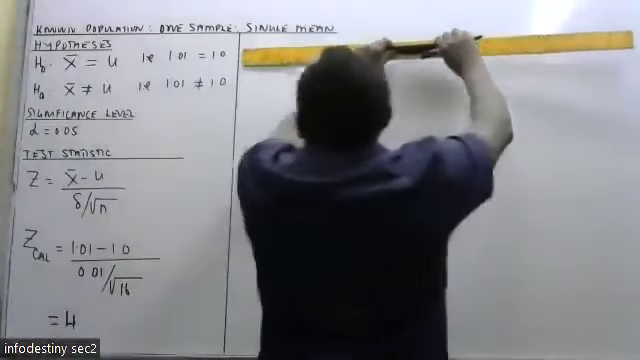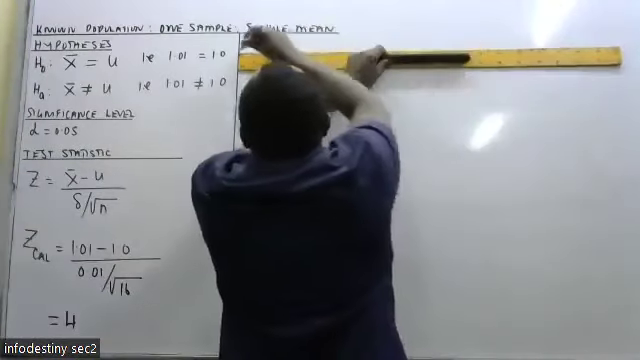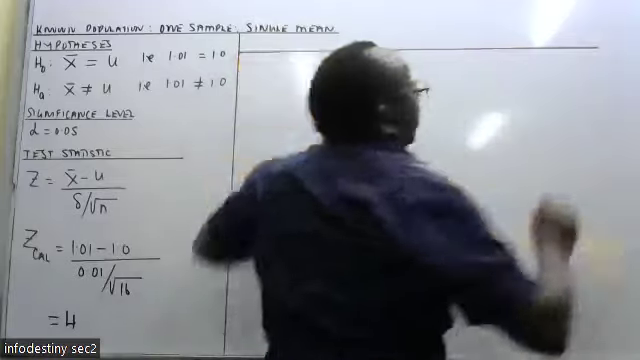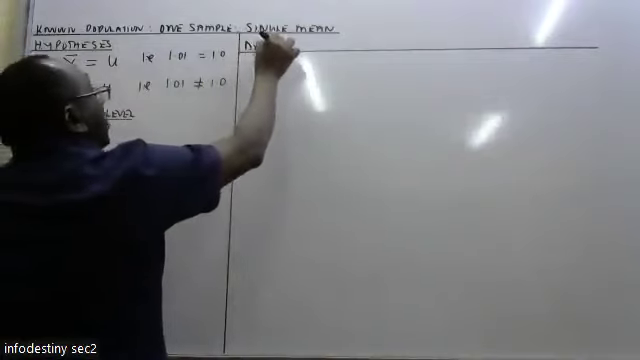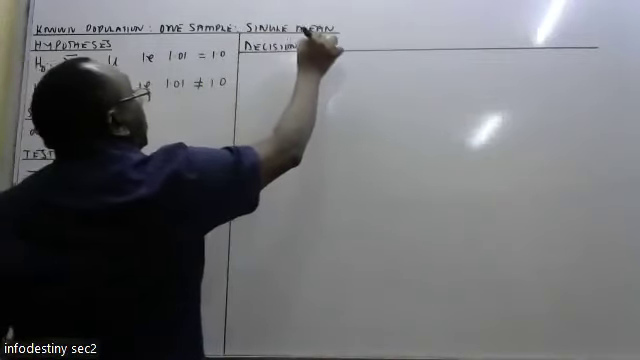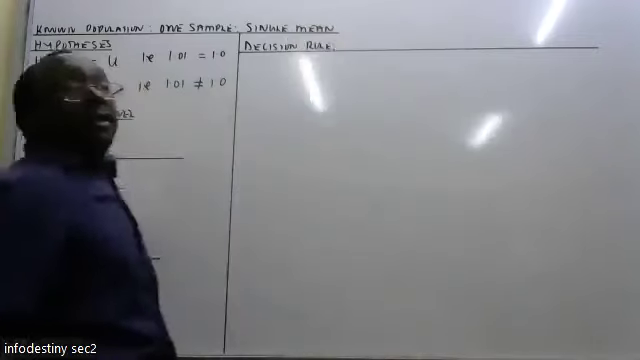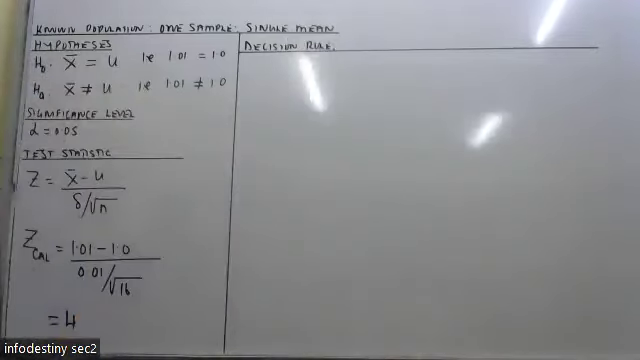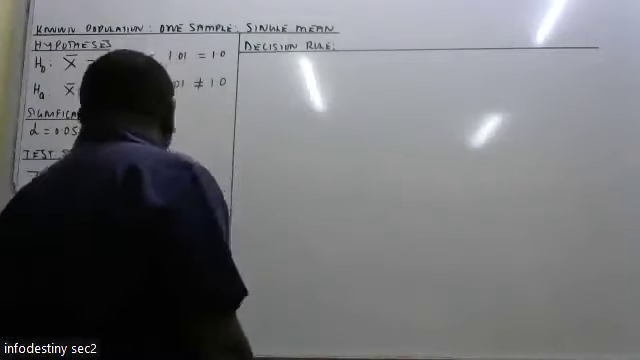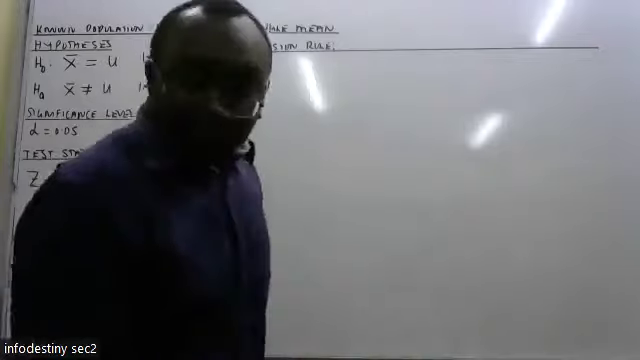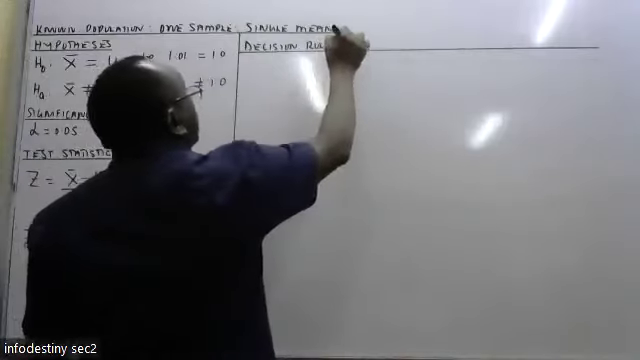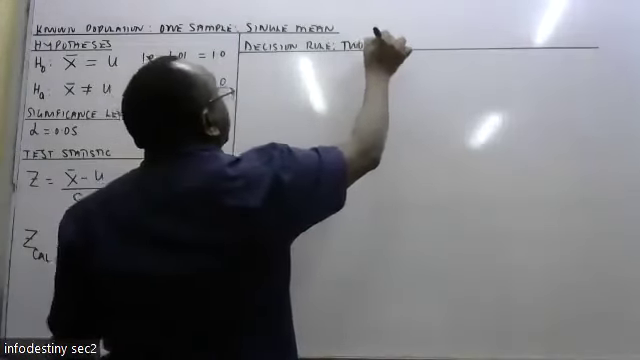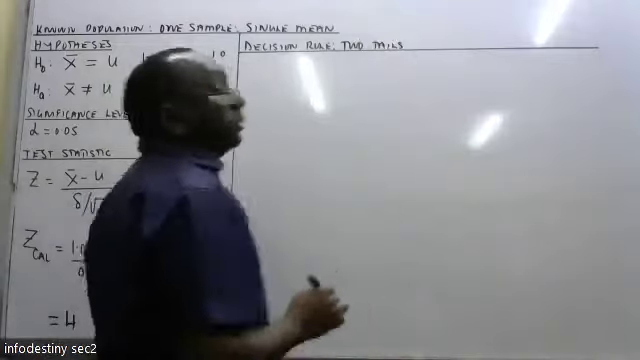Okay, from there you come and get another one, which is called the decision rule. The decision rule is those standards I was telling you that you set for yourself. You say anyone coming my way must be tall, dark. So for the decision rule, we are going to do two tails.